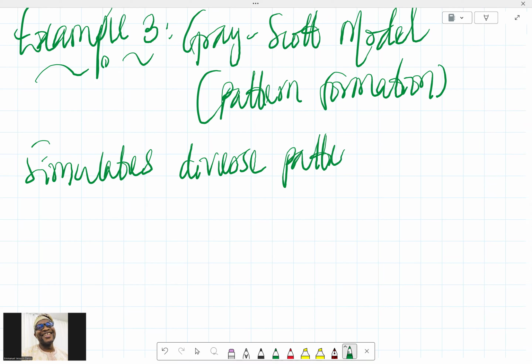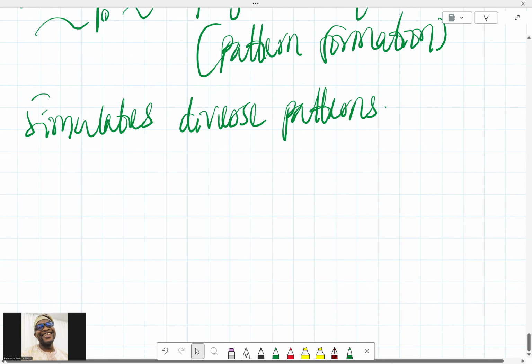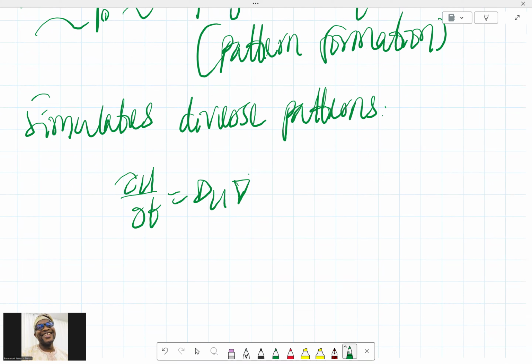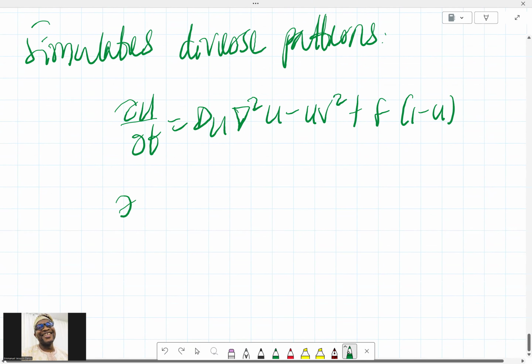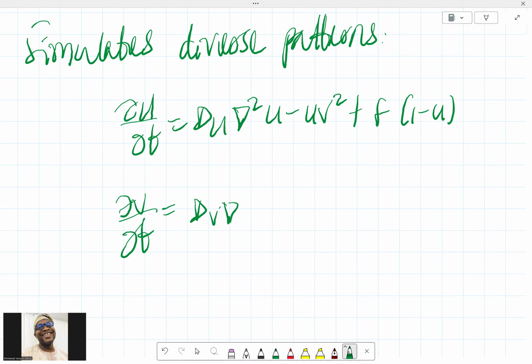If you look at patterns in leaves and animals, some of these things can explain them. So you have partial U, partial T equals du grad squared U minus UV squared plus F times 1 minus U. That's one equation. That's the activator. And the inhibitor, as usual, is dV dt, so dV dt is dv grad squared V plus UV squared minus F plus K times V, like that.